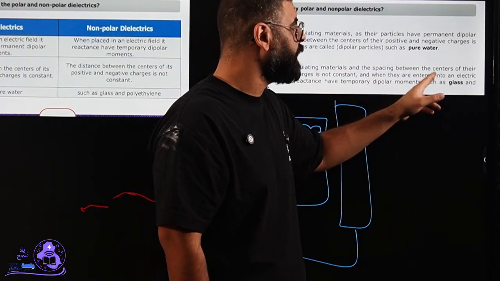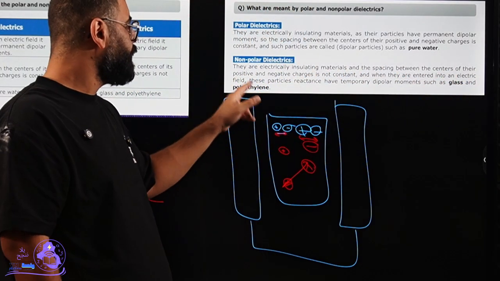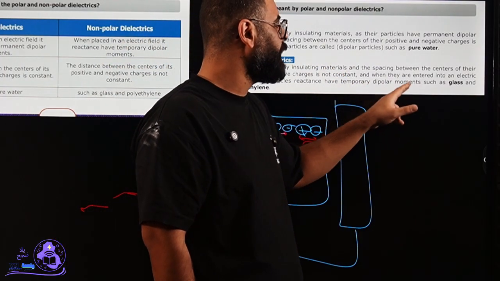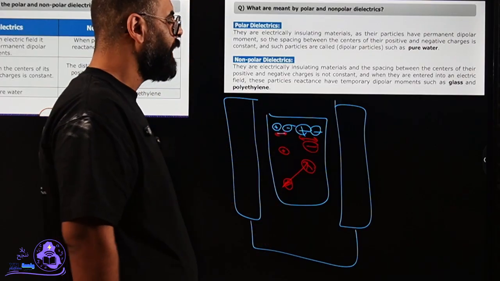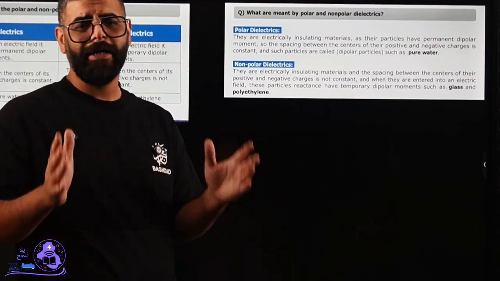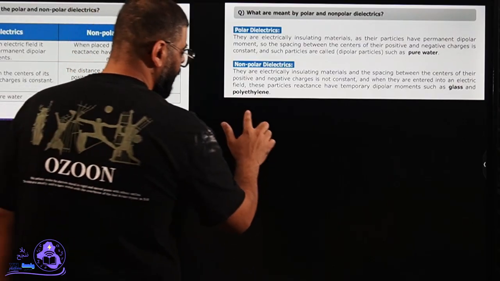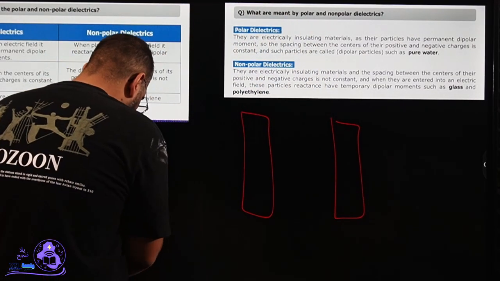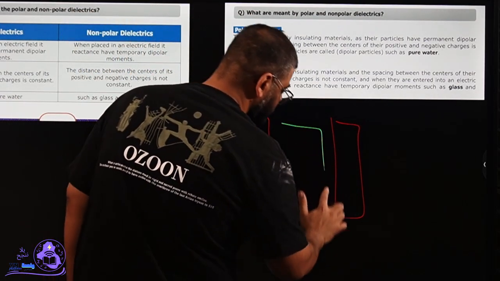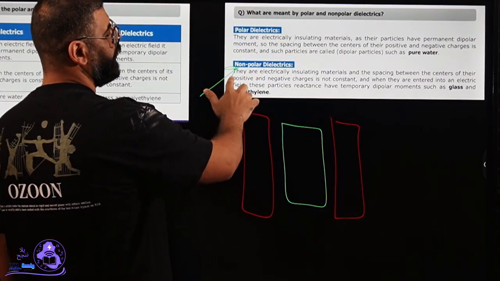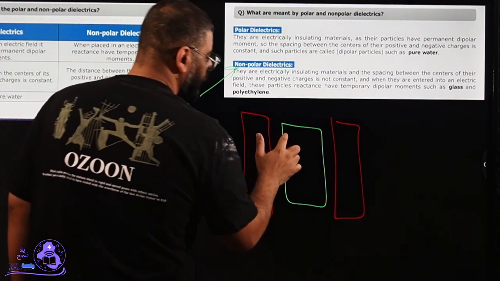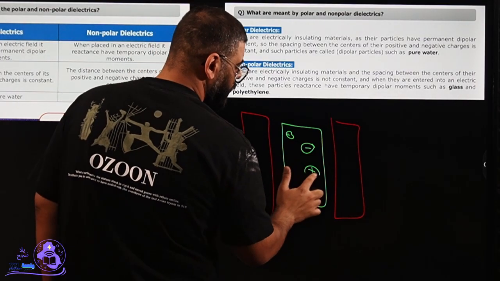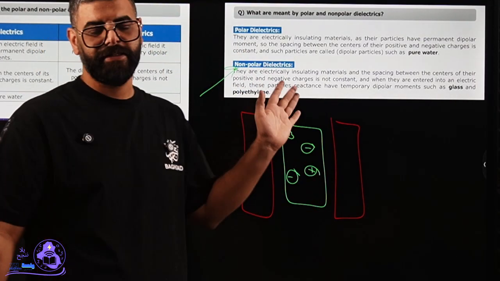So we see here that for the nonpolar dielectrics, the distance between the charges is not constant, and when they enter into an electric field, these particles have temporary dipolar moments, such as glass and polyethylene. And let's imagine that we have a capacitor of two plates, okay? And then we have entered a nonpolar dielectric. One of the charges is here, one is here, one is here, for example only.